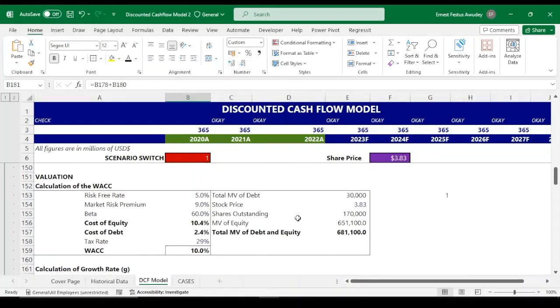So what did we cover? We learned how to calculate the WACC, and to calculate the WACC, we also learned how to calculate the cost of equity in this particular video.